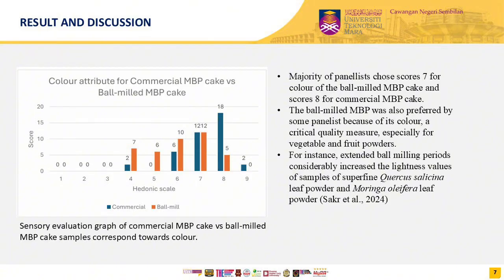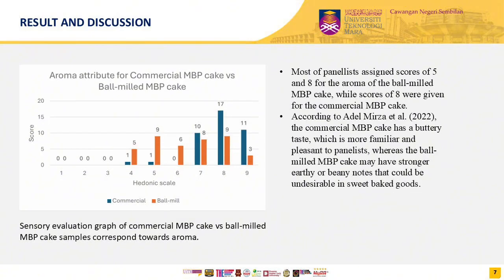The ball mill mung bean powder was also preferred by some panelists because of its color, a critical quality measure, especially for vegetable and fruit powders. For instance, extended ball milling period considerably increased the lightness value of superfine Tierke salicina leaf powder and the Moringa aloe vera leaf powder.